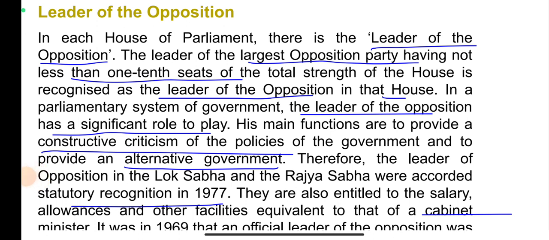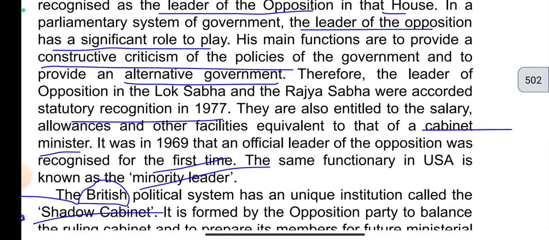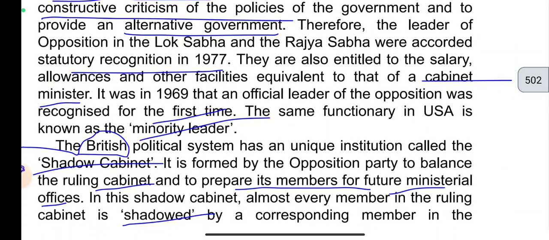So his main functions are to provide a constructive criticism of the policies of the government and to provide an alternative government. Therefore, the leader of the opposition in the Lok Sabha and the Rajya Sabha were accorded statutory recognition in 1977. They are also entitled to the salary, allowances and other facilities equivalent to that of a cabinet minister. It was in 1969 that an official leader of the opposition was recognized for the first time. The same functionary in USA is known as the minority leader.